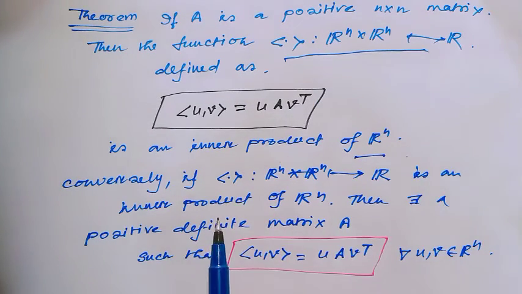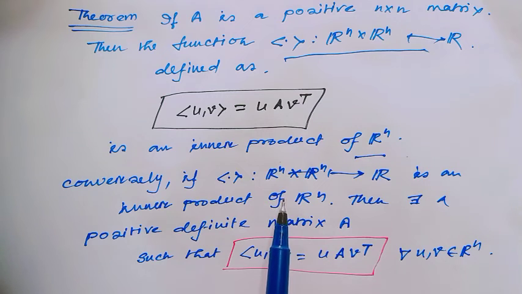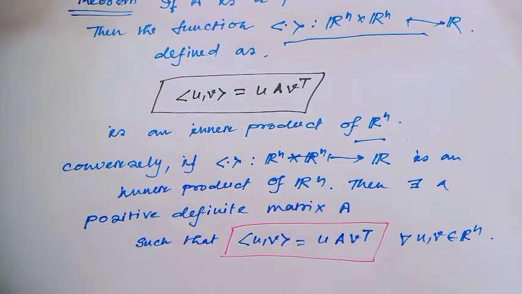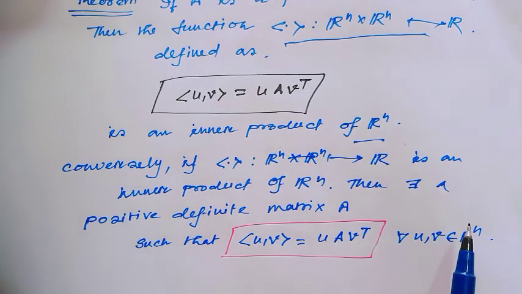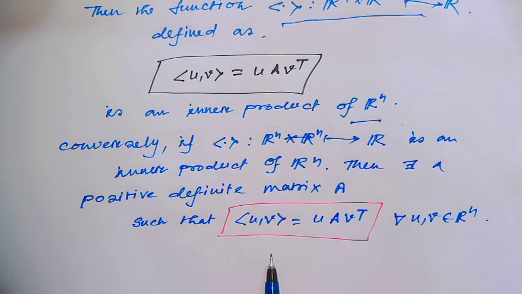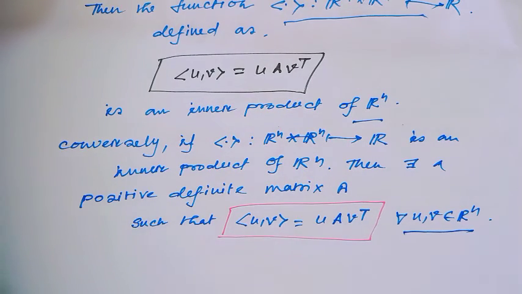And conversely, if there exists an inner product on Rn, defined from Rn cross Rn to R, then there exists a positive definite matrix A such that the inner product of U with V equals U A V transpose, for all U, V belonging to Rn.